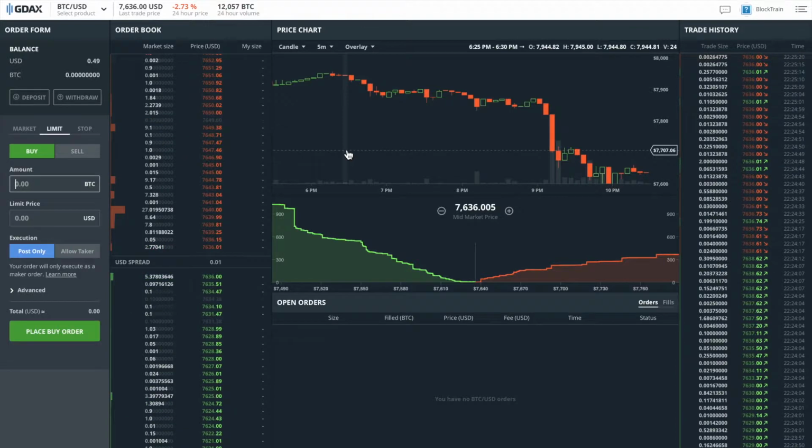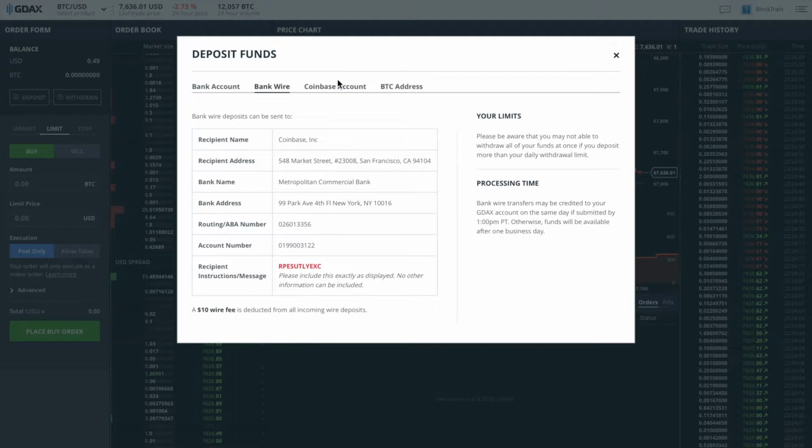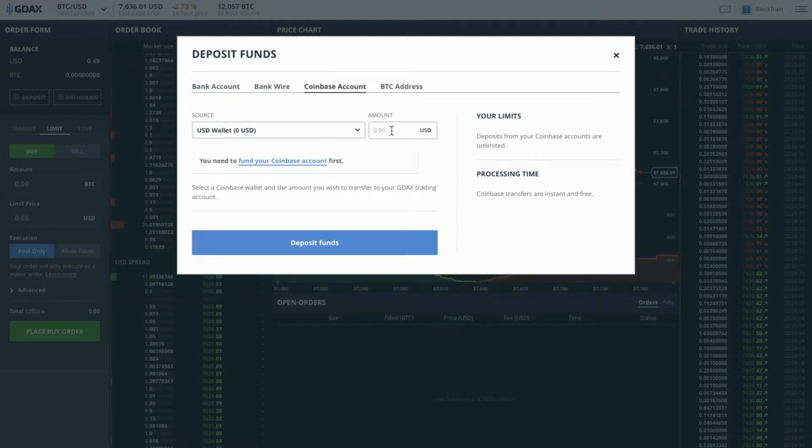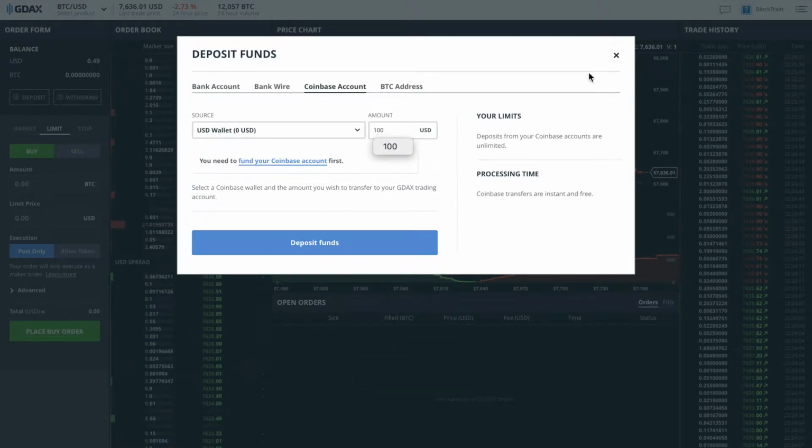Once you're logged in on this page, you're going to want to deposit USD. Now, if you have a Coinbase account and you've already put US dollars in there, you want to press this deposit button, go to Coinbase account, and just take money out of your USD wallet. So say you want to take $100 and deposit the funds into your GDAX wallet. That's how you do it.